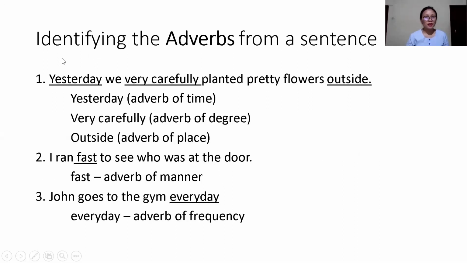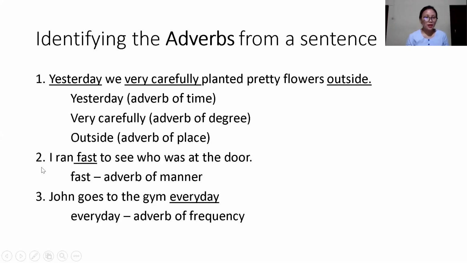The last one we have is identifying the adverbs from a sentence. So here we are going to identify the adverbs from the given sentences. Number 1, we have: Yesterday we very carefully planted pretty flowers outside. So the word yesterday is what type of adverb? Adverb of time. And very carefully is an adverb of degree. And the word outside is an adverb of place.